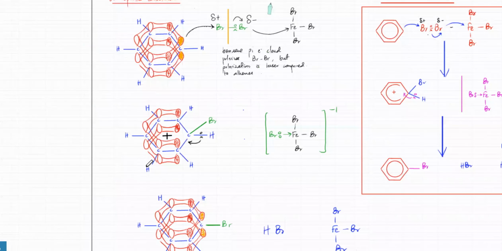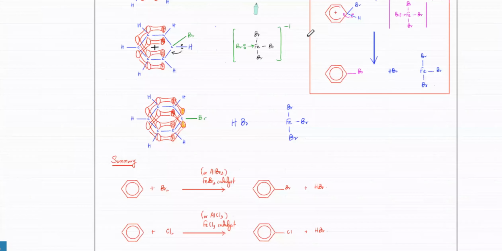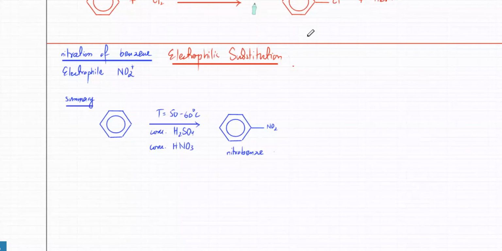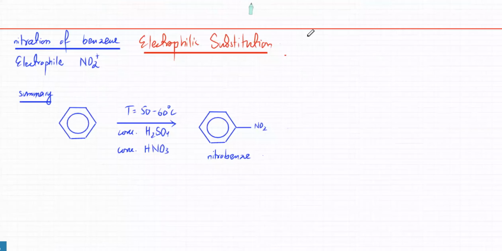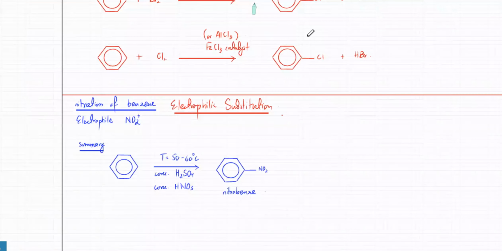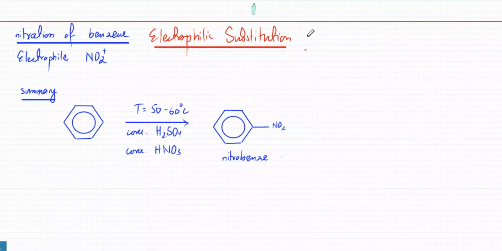So benzenes usually undergo electrophilic substitution reactions, but the only thing is that the molecule of bromine is not going to be polarized enough. So I'm going to discuss the second electrophilic substitution reaction, which is kind of similar. And in this one, this is known as nitration of benzene.